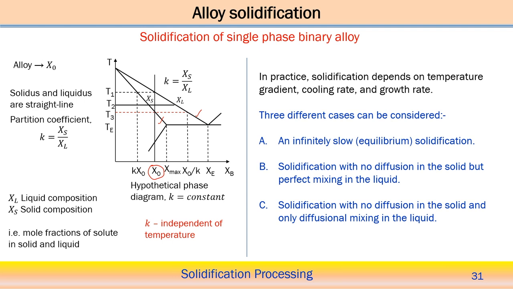liquid phase exists. So this is basically the alloy. We are assuming the alloy has composition x0. Now the solidus and liquidus lines, we are assuming for simplicity, are straight lines, and we define the partition coefficient k, at one particular temperature, as xs by xl. That is the value of the partition coefficient, where xl is the liquid composition and xs is the solid composition in this diagram, and we will explain one by one. The mole fraction of the solute in the liquid and in the solid is indicated by xl and xs.